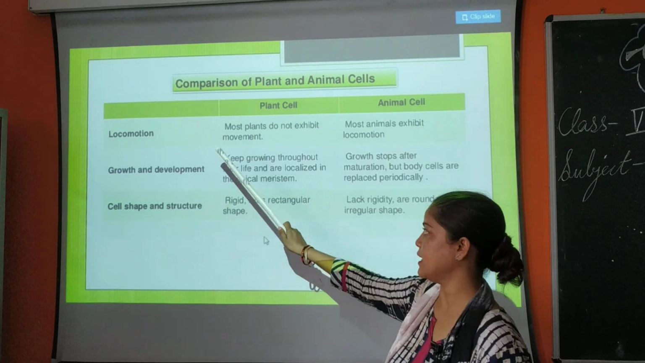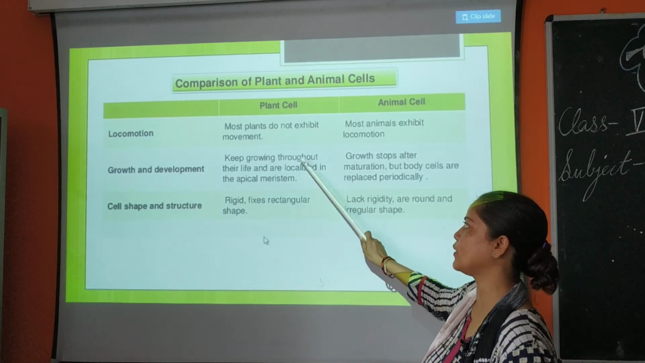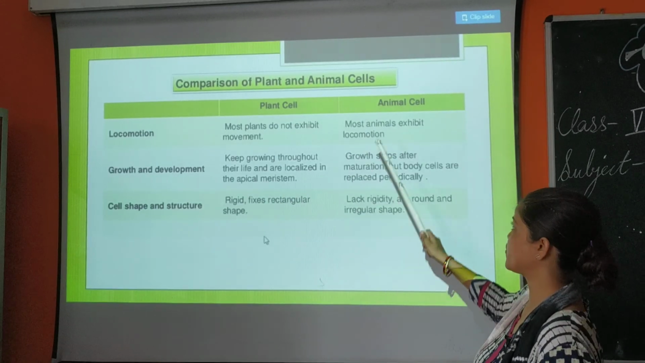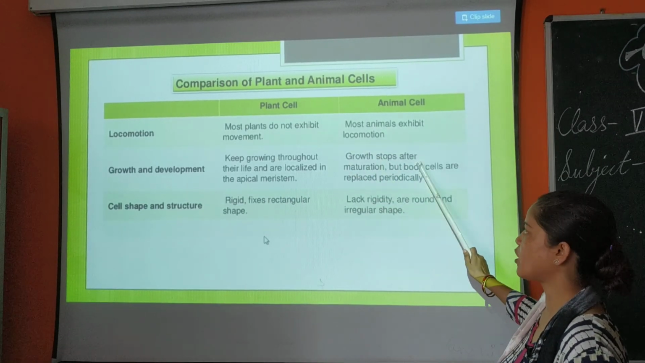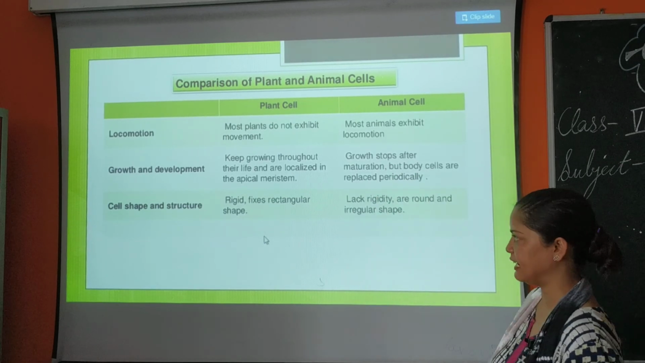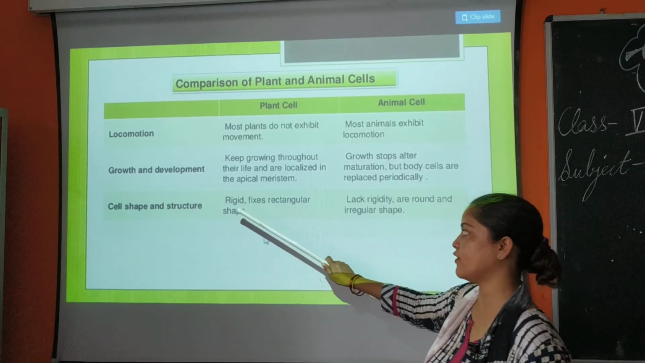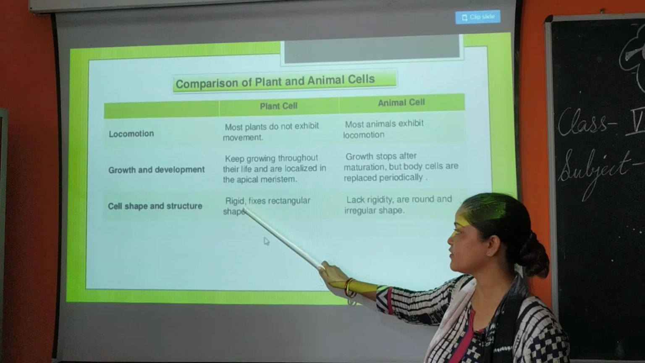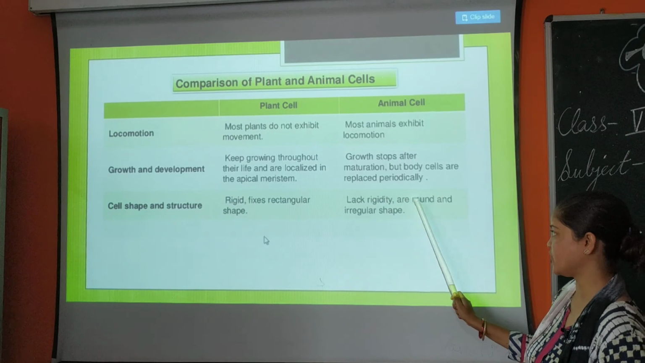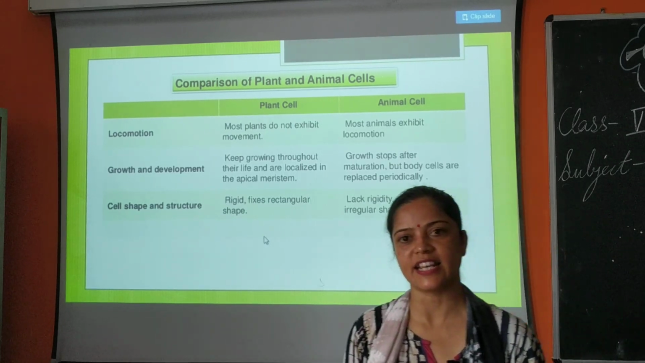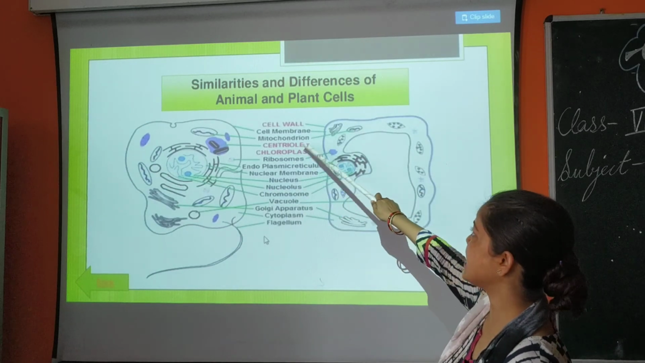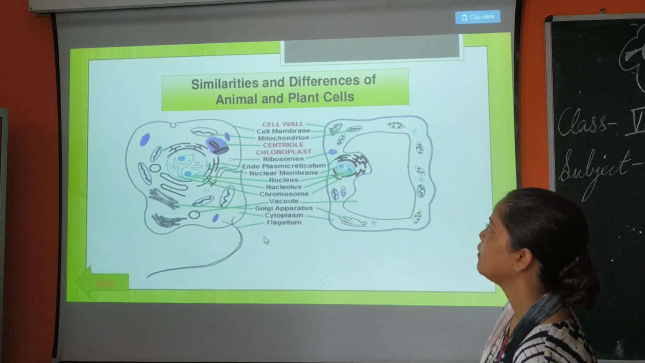Growth and development. Plant cells keep growing throughout their life and are localized in the apical meristem. Animal cell growth stops after maturation, but body cells are replaced periodically. Cell shape and structure. A plant cell is rigid and fixed in a rectangular shape, whereas an animal cell lacks rigidity, is round, and is irregular in shape. Similarities and differences of animal and plant cells.